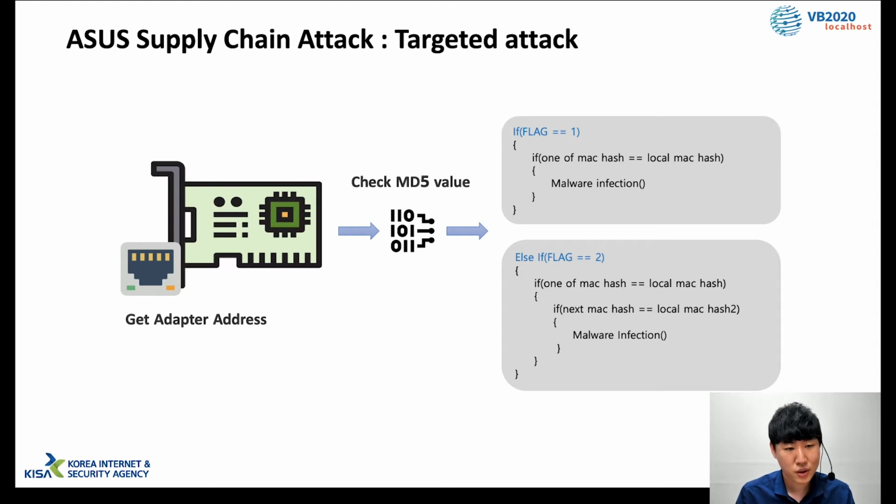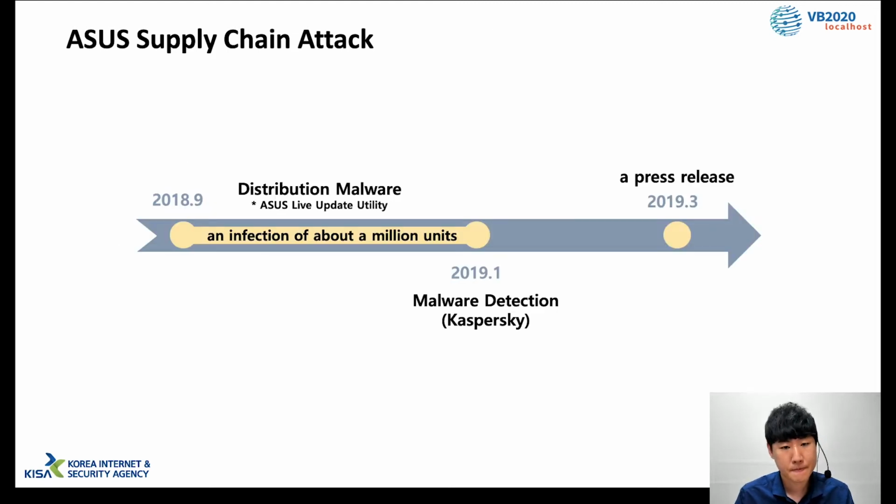Then the malware checks the MAC address of the infected system to select targets. It installs the additional payload after verification. Researchers at Kaspersky found more than 600 unique MAC addresses in 200 samples used in the attack. They named this attack Operation ShadowHammer.